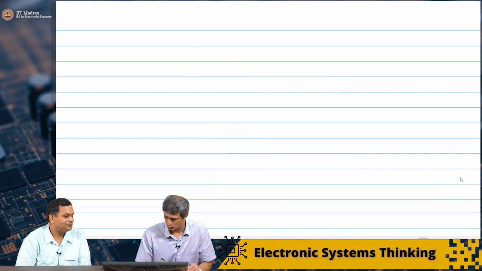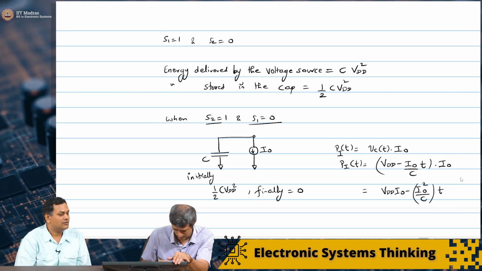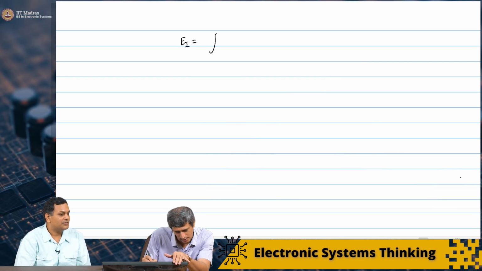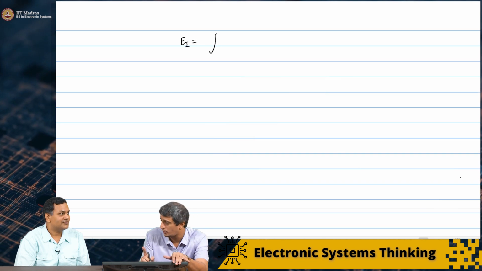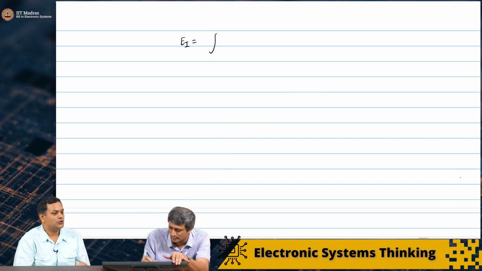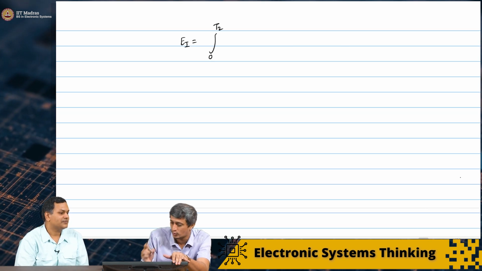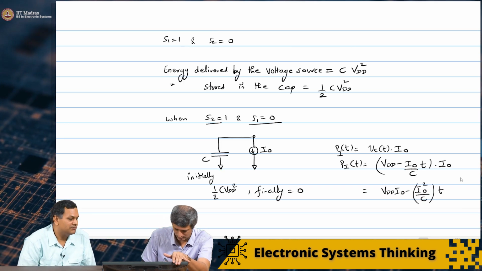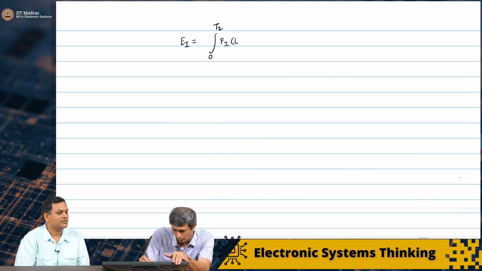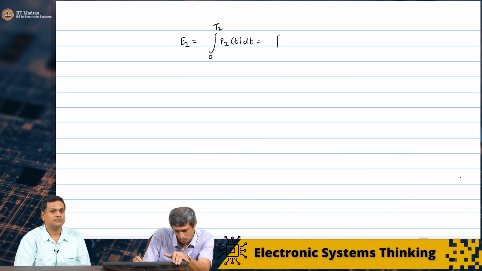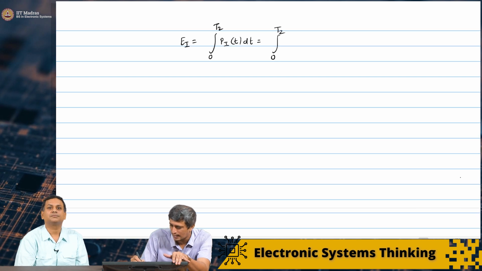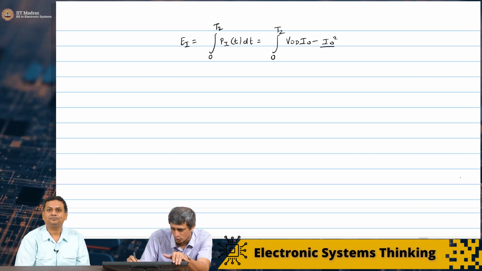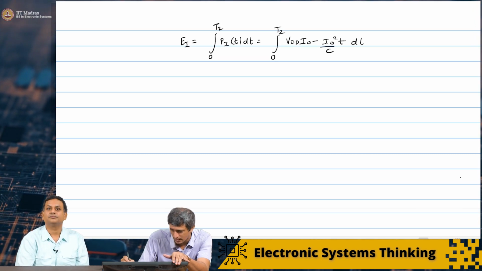Okay, so let's write that energy out. EI is basically going from 0 to T2. You should be careful, not to go to infinity. Yes, it should go from 0 to T2, this is very important. So what we have is the integral of Pi of T dt from 0 to T2, and this is VDD I naught minus I naught squared by C into T dt.